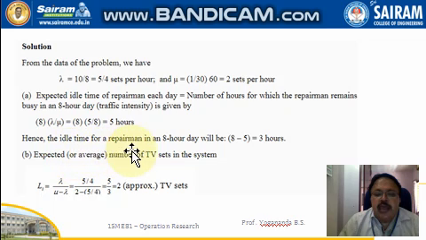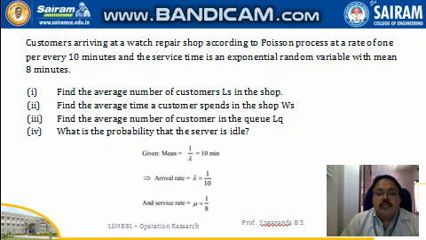Hence the idle time for the repairman in an 8-hour day: he is engaged in his work for 5 hours, so the remaining 8 minus 5, that is 3 hours, he will be idle. Then the expected number of TV sets in the system, those in the queue as well as in service, is given by lambda divided by mu minus lambda. Substituting everything, we are getting two TV sets in the system. So thank you.